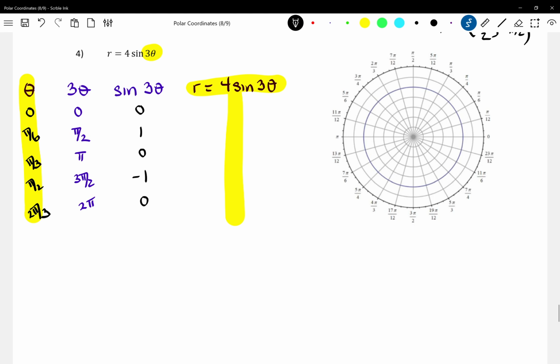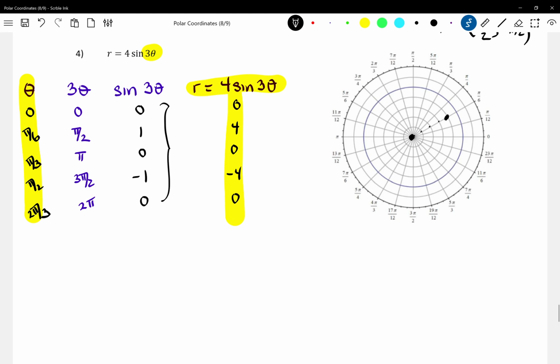So if r is equal to 4 sine 3 theta, I'm just going to multiply everything in this column by 4. So it's going to be 0, 4, 0, negative 4, 0. So let's see where we're at. At theta equals 0, we're at r equals 0, which means, yep, the origin. For theta equals pi over 6, we are at 4. So that means we have 1, 2, 3, 4. And then for theta equals pi over 3, we are back to 0.